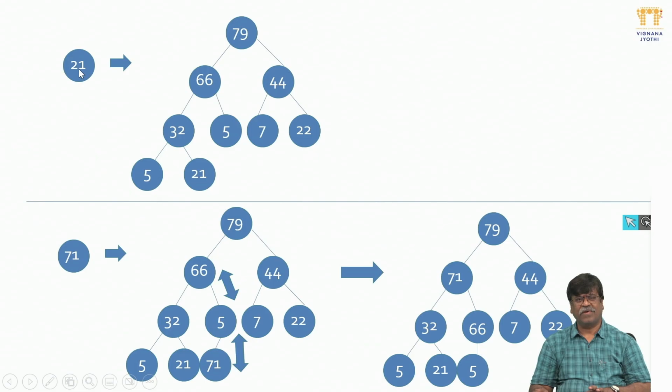Now you can insert 21. The same property we can follow. For 32's right child we are creating and inserting 21. There is no problem, it is less than the root value.